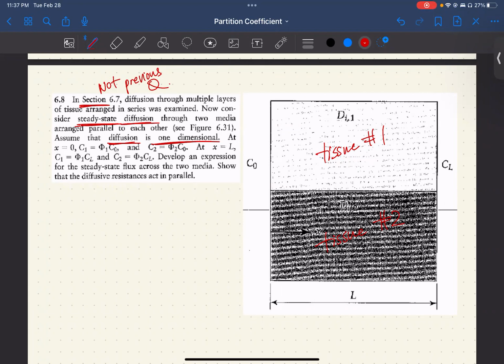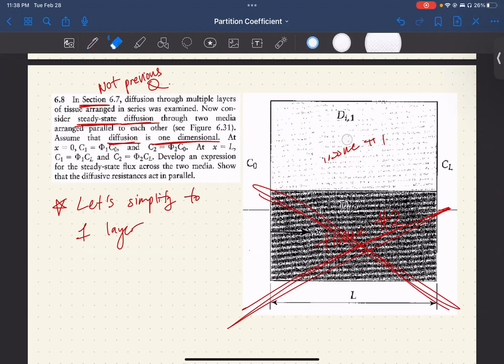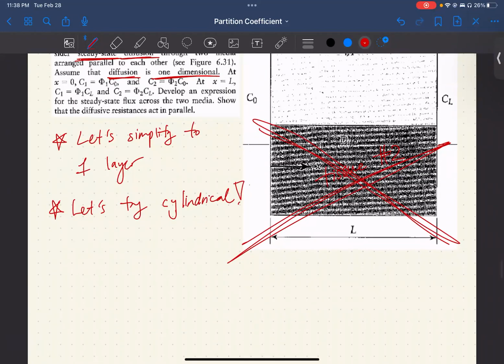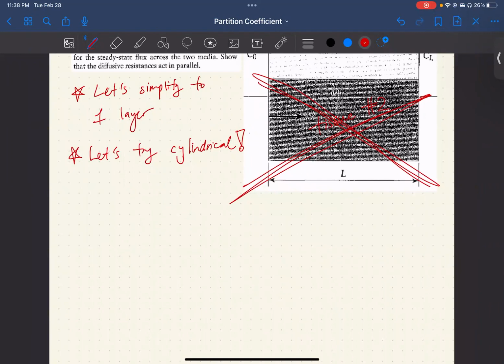But before that, I want to make some simplifications for this question. Let's only look at one layer, so we're just not going to look at this, and we're just going to look at the top. But now I'm going to make this a little bit more challenging. I know this is in rectangular coordinates, but let's try cylindrical. And we're like, whoa, no, I don't want to do cylindrical. Well, just stick with me, all right?